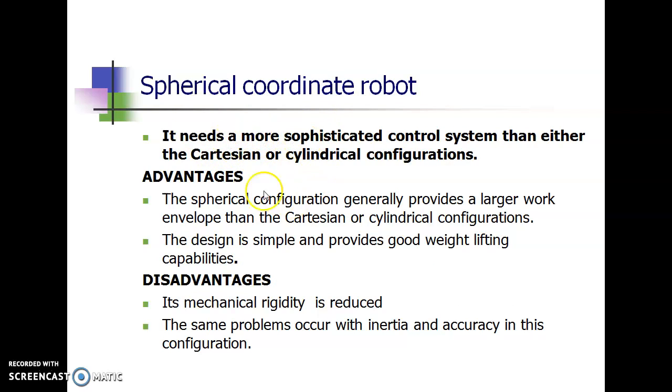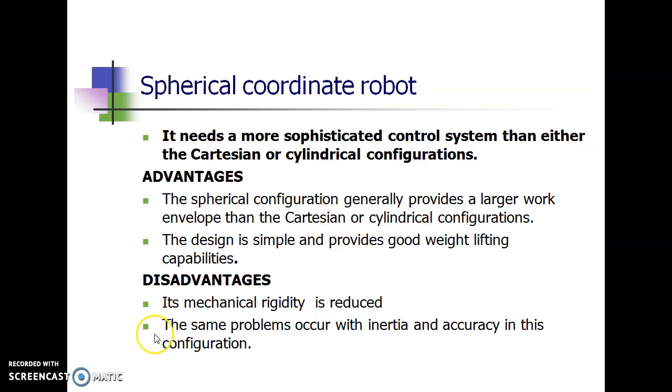So the advantages: the control system is more sophisticated or more complicated than the previous two, Cartesian or cylindrical configuration. We are taking the advantages because it provides a larger work envelope than Cartesian or cylindrical configuration. So the work volume of a polar coordinate robot is larger than the Cartesian or cylindrical configuration. And the design is simple and provides good weightlifting capabilities.